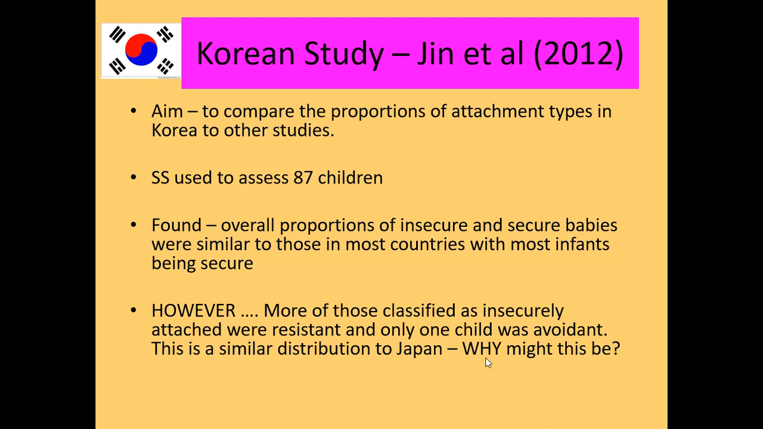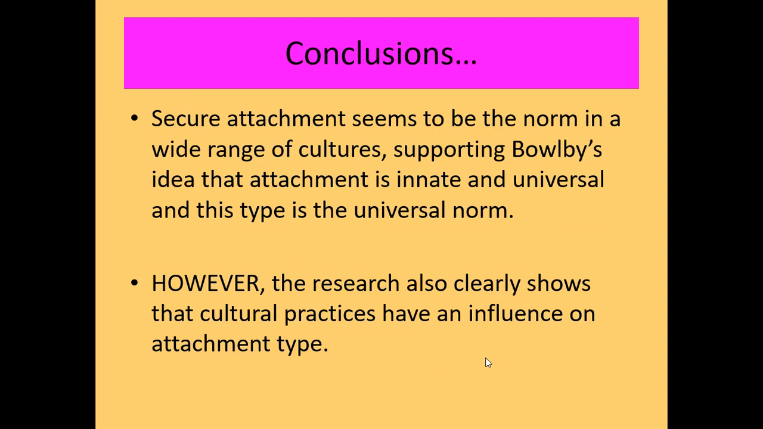We've got a study by Jin, which compares the proportions of the attachment types in Korea to the other studies. It's looking at the strange situation in 87 children. It found that most of the children that were insecurely attached were resistant, and only one was avoidant. This is very similar to the results in Japan. You might want to think why this might be. It's the cultural practices, the child rearing practices in that area of the world. You might want to talk about the sample. So again, this is an extra study that you can use. I would use these extra studies as AO3. I would stick to the Kroonenberg study as your main study of cultural variations.